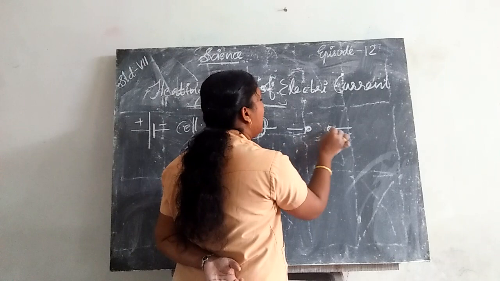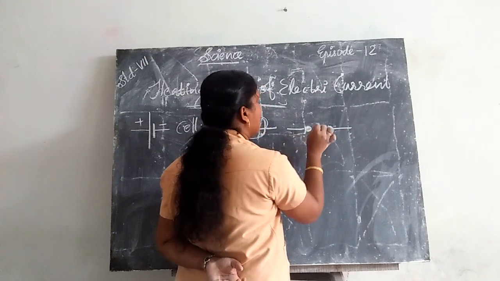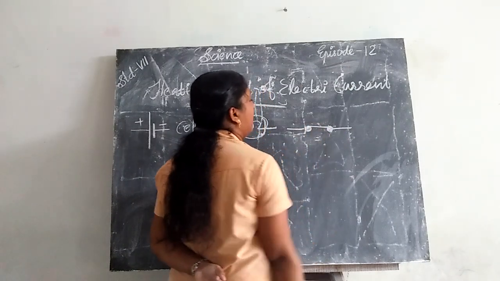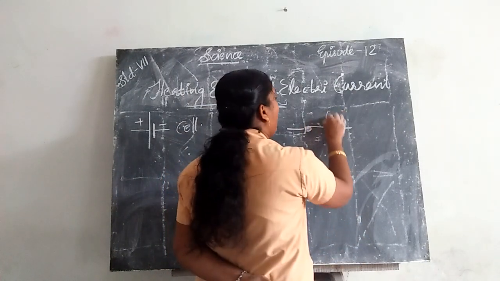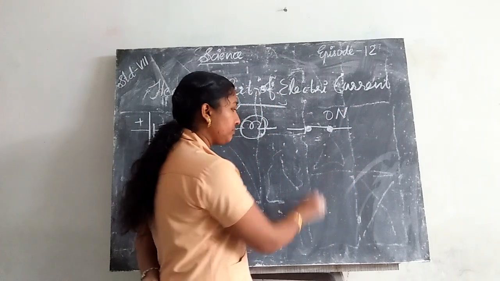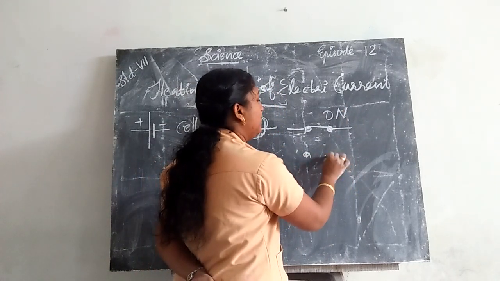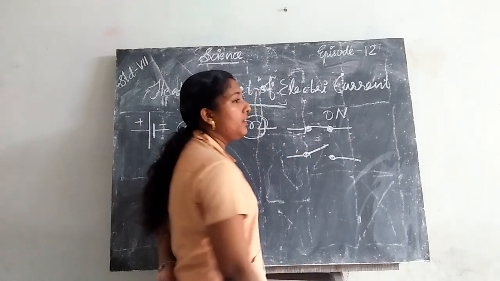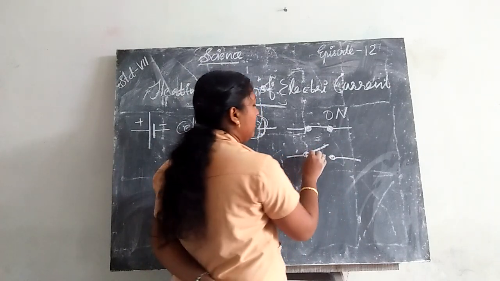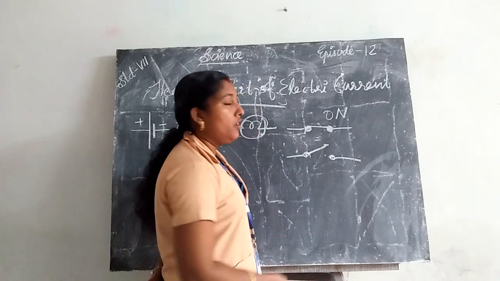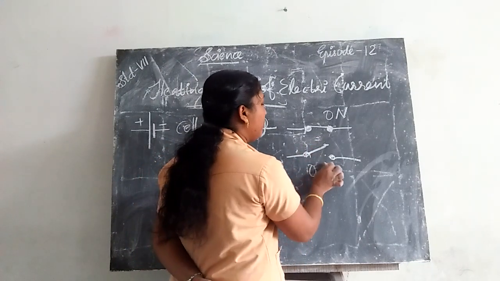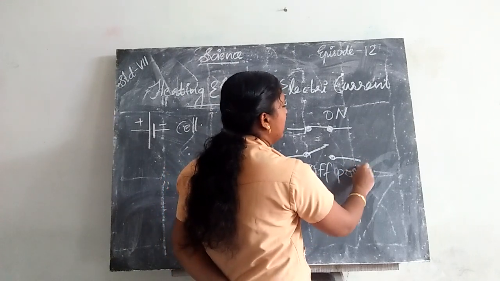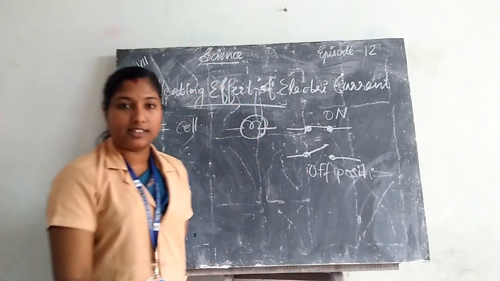Switching on position and switching off position. When the two terminals are connected together, we can say that the switch is in on position. When the switch is in off position, the two terminals are not close together. They are open, so we can say that the switch is in off position. These are the things that we learned in the previous class.